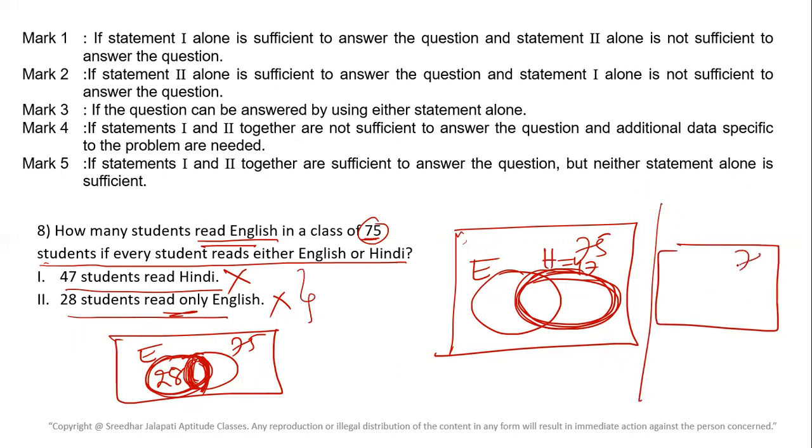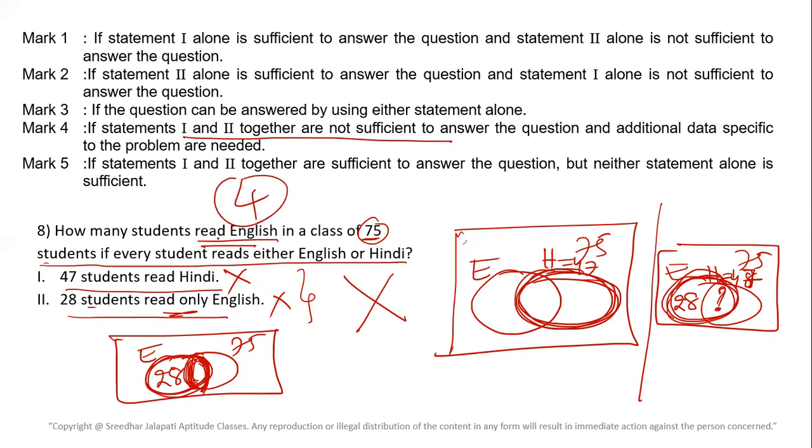On combining, let us see what happens. Total 75, English, Hindi. The first statement says 47 read Hindi. The second statement says 28 read only English. From this information also, we are unable to find how many read English because we don't have this intersection portion. As long as you do not know this intersection portion, you cannot find how many read English. So using both 1 and 2 together also, we cannot find the answer. Therefore, answer option 4. Both together also will not give you how many read English in this class of 75.